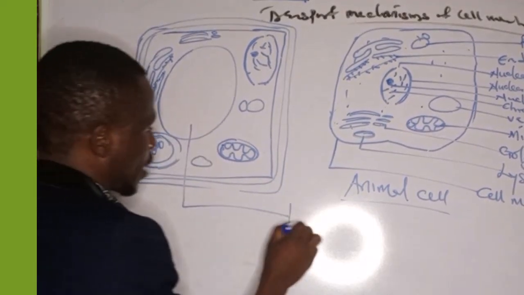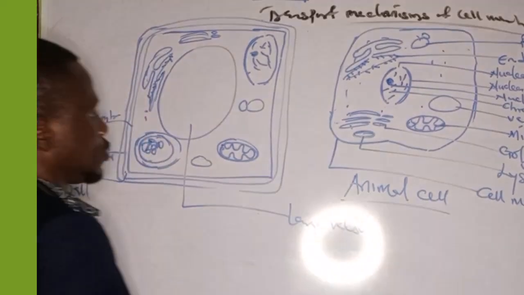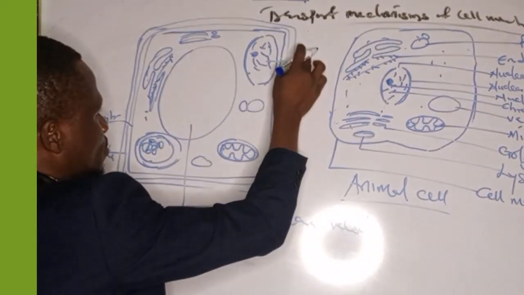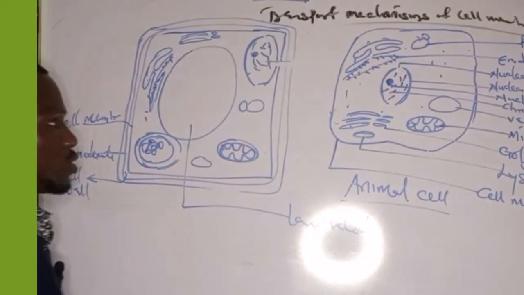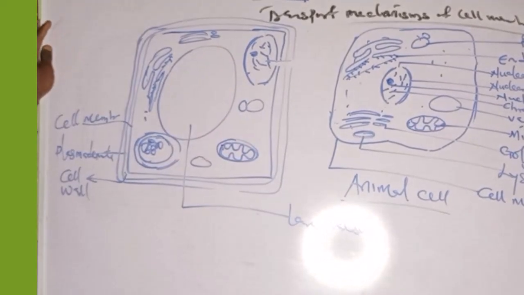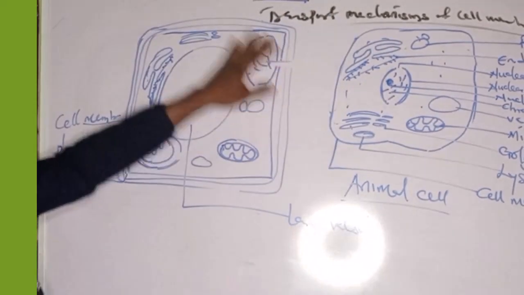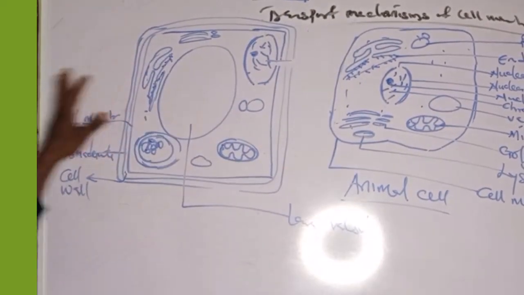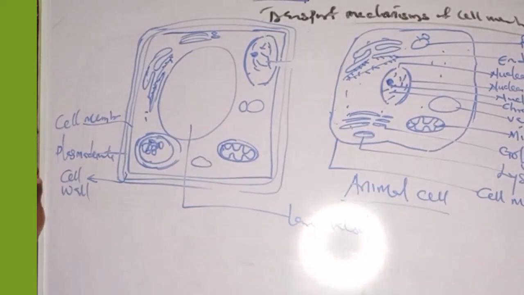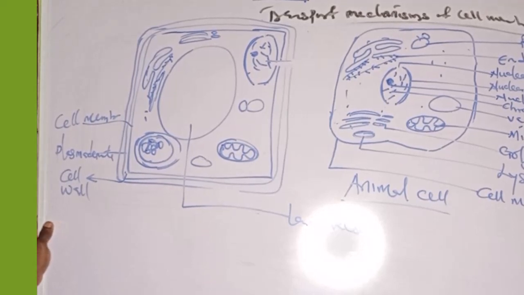So this gives you the structure of the plant. This is the large vacuole. This is the nucleus. Remember, your labeling should be on one side, just like here. You label on one side and not on one side because of want of space. So take note of that. That gives us the structure of the cells.